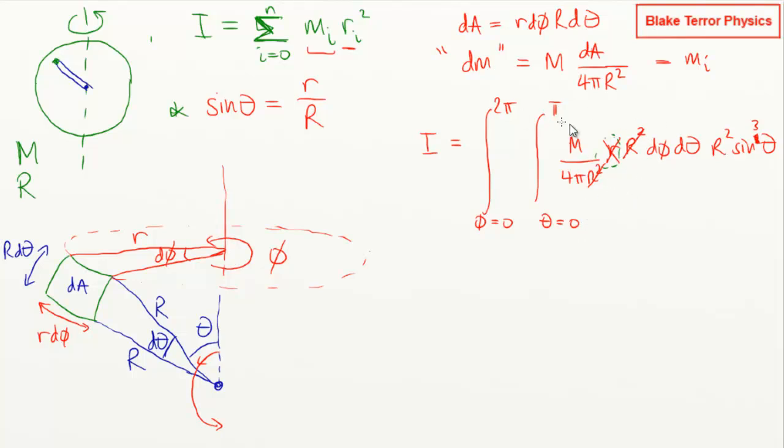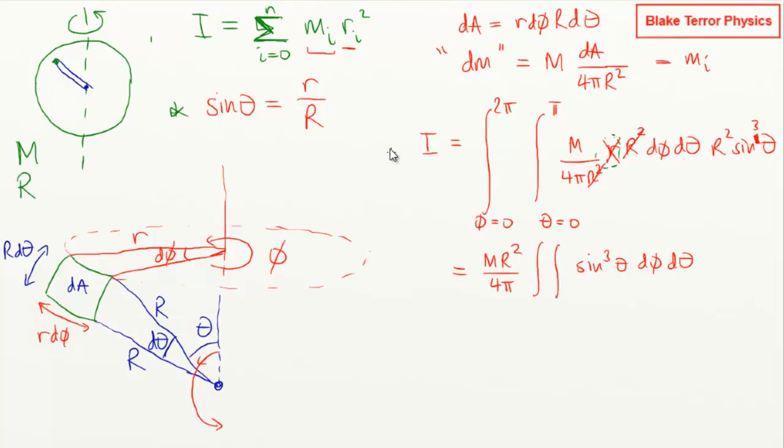We can start pulling our constants onto the outside. So we've got an m, we've got an R squared, we've got a 4 pi, and I think that's everything, isn't it? Yeah, and then we've got our double integral. I'll leave the limits off. We can see what those are from the one I've written above. And then we've got a sine cubed theta and a d phi and a d theta.